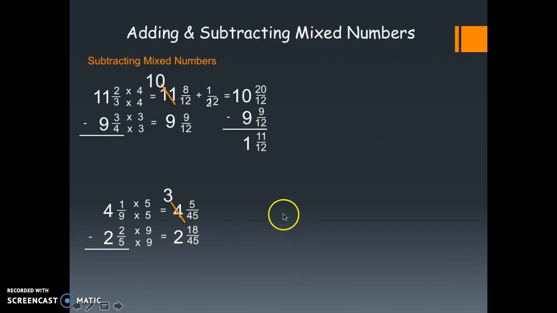I have to move that whole number over to the fraction side using 45ths. I'm going to add it to the 5 45ths I already have for a total of 50 45ths. So now I have enough up there to do my subtracting. 50 minus 18 is 32. 3 minus 2 is 1. And that fraction is already in simplest form.